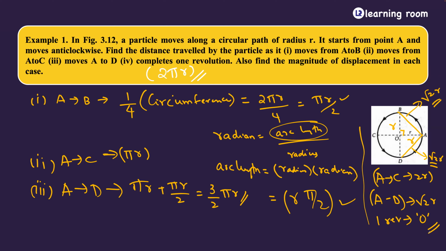Right angle triangle, though. Pythagoras. So if I look at this, this is r, this is r. This will be root of r square plus r square. So it is root of 2r square, which will be root 2. Clear with this?